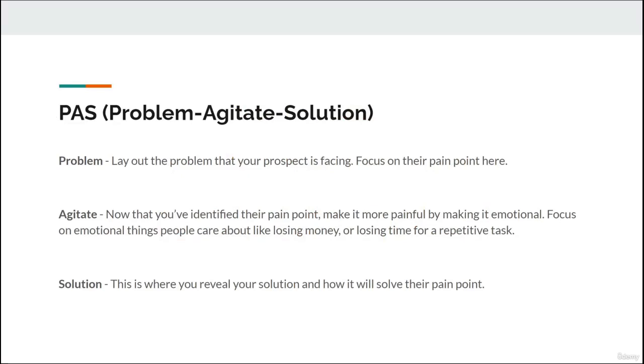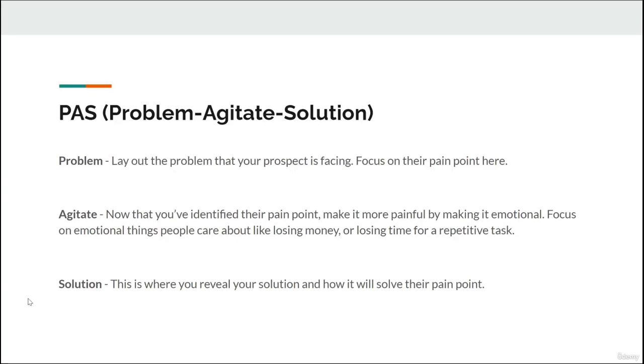So this is simple. This is how you want to lay it out. Firstly, you just want to discuss the problem that they have. You want to go after their pain point here, right? So lay out the problem that your prospect is facing, focus on their pain point. Number 2, now that you identify the pain point, you want to make it more painful by making it emotional.